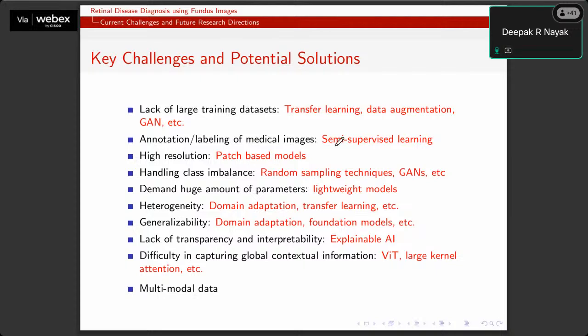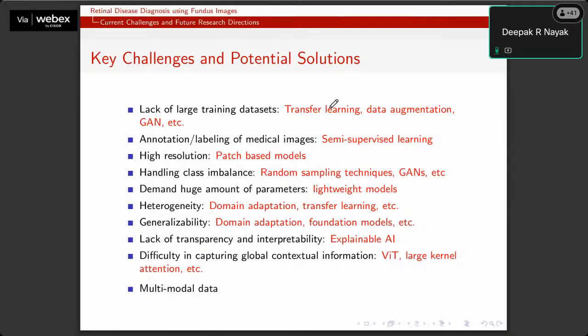There are some solutions which I've written over here, but if you want, you can also explore a few more solutions, and those are very important topics nowadays. People are focusing on solving these key challenges in the domain of medical imaging. So what we have is the lack of large training data sets. We don't have a large amount of training data, which is the problem we always face with this kind of problem, right? So how to deal with it?